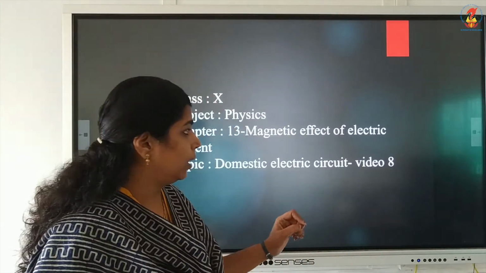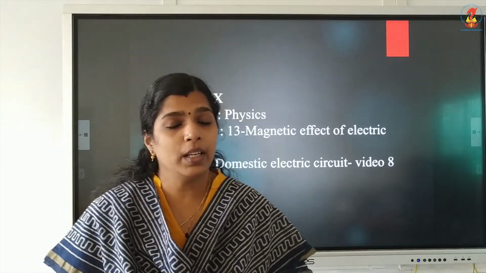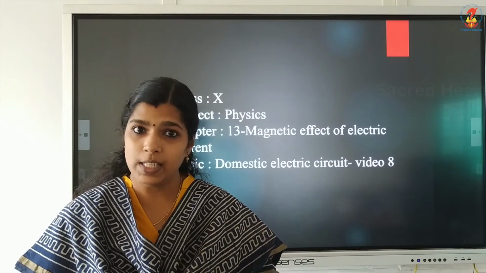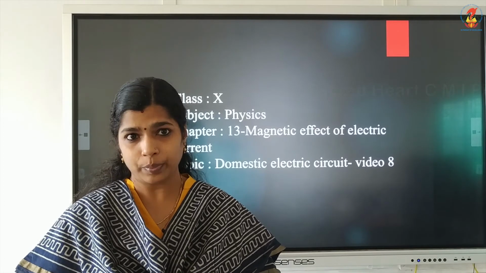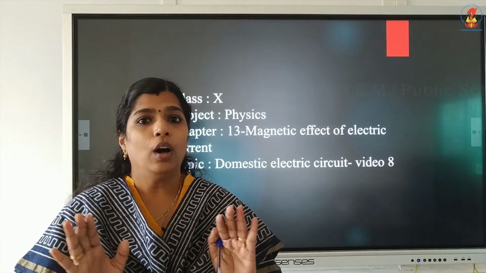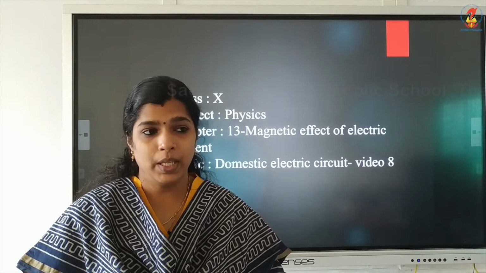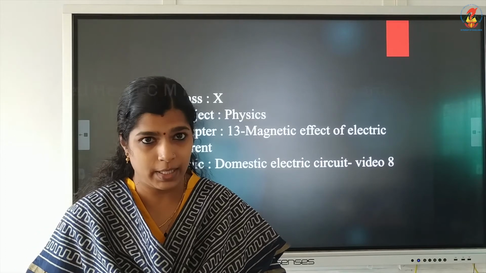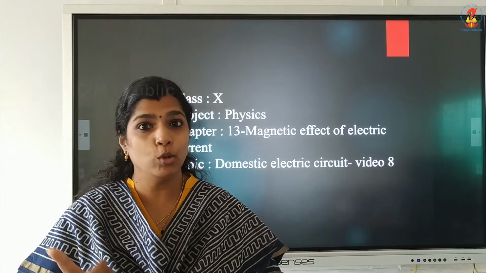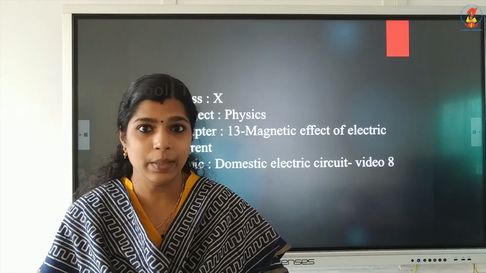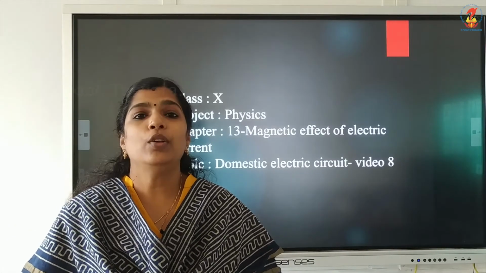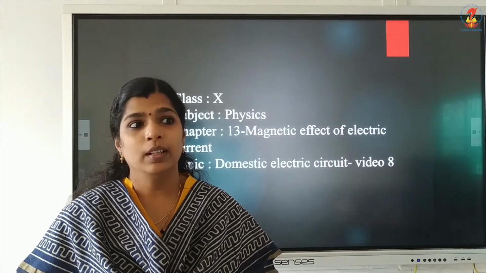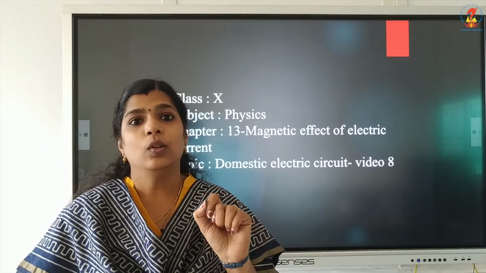So, earthing: the insulation of the earth wire is green or yellow color. It is connected to a metal plate buried deep inside the earth near our home. Normally, all the metallic appliances, just like electric press, refrigerator, oven, washing machine, all these things have metallic parts. So, metal is a good conductor of electricity.